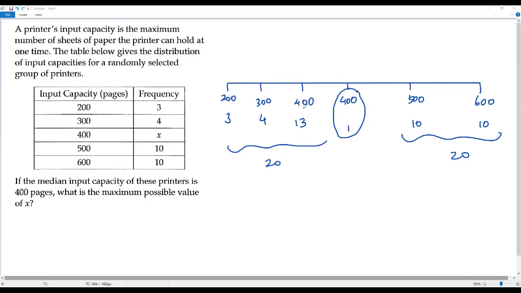Okay, now what we have to do is count the number of printers with input capacity of 400 pages each. So here we have 13 printers with input capacity of 400. And here there is one printer which is the median with input capacity of 400. So we have a total of 14 printers with input capacity of 400 pages. That's the maximum possible number of printers with input capacity of 400 pages each. And that's also the value of X, because X represents the number of printers with input capacity of 400 pages each. So therefore the maximum possible value of X is 14.